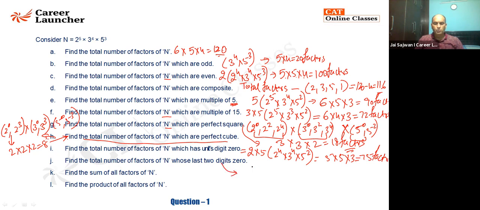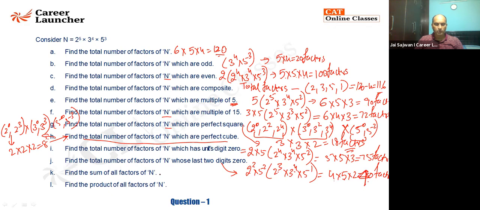Now, last 2 digits being 0 means I want 2 square into 5 square outside. It is 2 to the power 3, 3 to the power of 4, 5 to the power of 1 only. I'll say 4 into 5 into 2. That is 40 factors which are multiples of 100. Just a second. This is 4, 5s are 20, 2s are 40.